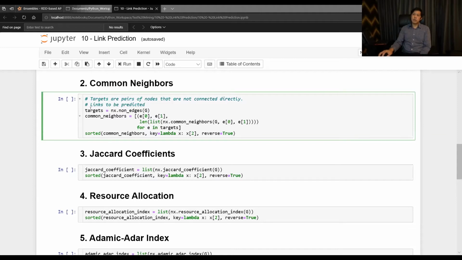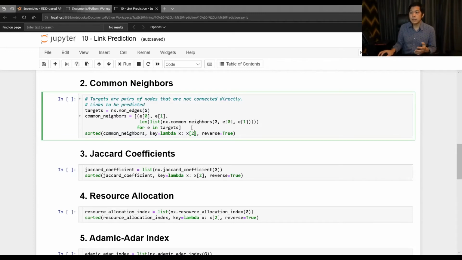Right. For this one, I extract the non-edges. The non-edges function for NetworkX will give you the list of non-edges, right? The other pairs that are not edges. And then from that target, which is an iterator used once and then it's gone, we create a for loop here in the initialization. And each of these we use as E0 and E1 here, and then find the common neighbor of E0 and E1 in the graph G. Okay. And sort them based on the second element of the list.